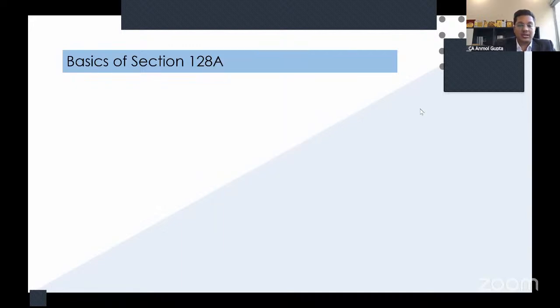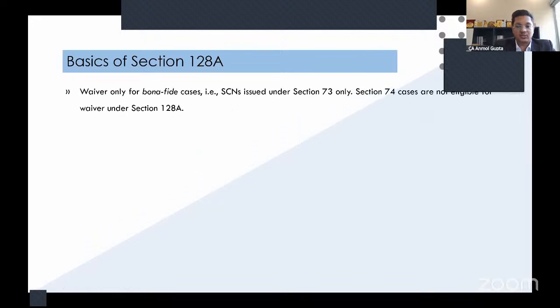Then coming now, let us discuss. The first issue I have already discussed, that it is only for the bona fide cases. Now let us discuss what cases are covered. Everyone generally knows that there are three cases which are covered under this scheme. One is where a show cause notice has been issued but no order has been passed. Basically, the show cause notice has proposed a demand. We have filed a reply but no order has been passed yet.